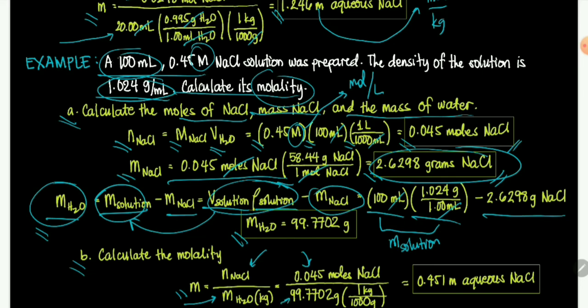Okay? So ika-calculate natin yung kilograms ng solvent by converting it. Okay? So 1 kilogram over 1,000 grams, yun yung multiplier natin sa denominator. So makakancel yung grams. So ang magiging unit niyan ay moles per kilogram na. So that's 0.045 over 99.7702 times 1 over 1,000. Makakalculate natin ay 0.451 molal of aqueous sodium chloride.